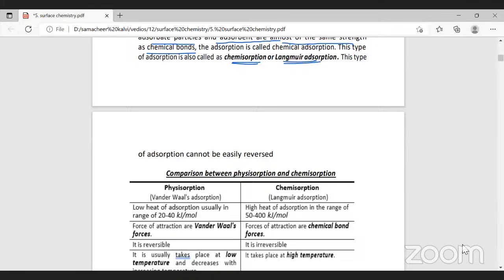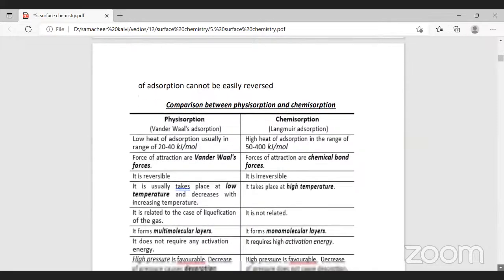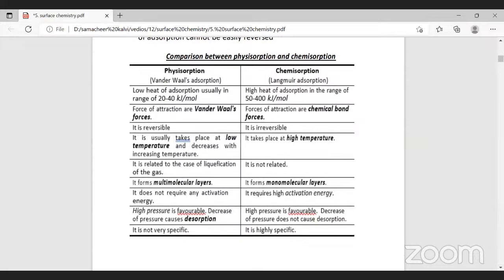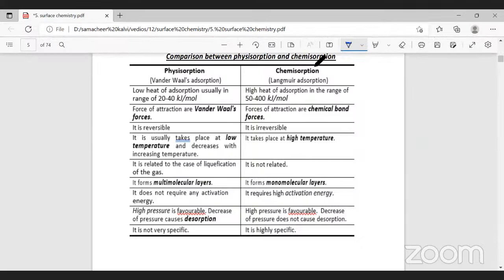Now the difference between physical adsorption and chemical adsorption. This is important for 12th standard exams, all right? They can also ask you questions based on the difference in your competitive exams. So, the distinction between physical adsorption and chemical adsorption: in physical adsorption, the force of attraction between adsorbate and adsorbent is a weak van der Waals force. In chemical adsorption, the force of attraction is almost a chemical bond, and it's called Langmuir adsorption.